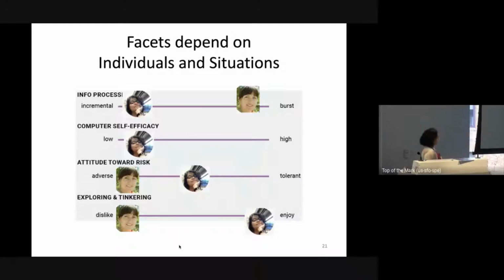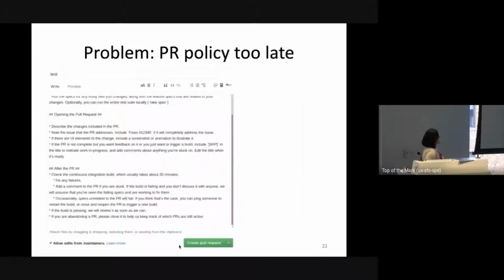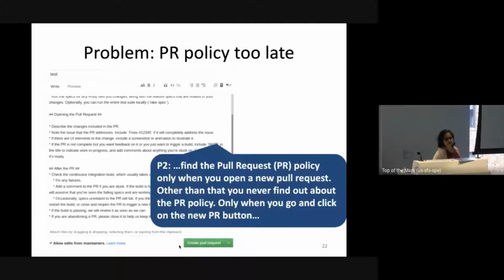So what does this mean? How does this facet actually play out? So one example would be that we found from doing field studies with open source teams. The teams looked at their own project, an open source project hosted in GitHub. And one of the problems they found here is finding the pull request policy only when you open a new pull request. Other than that, you never find out about the PR policy, only when you go click on a new PR button. So which facets are affected here?